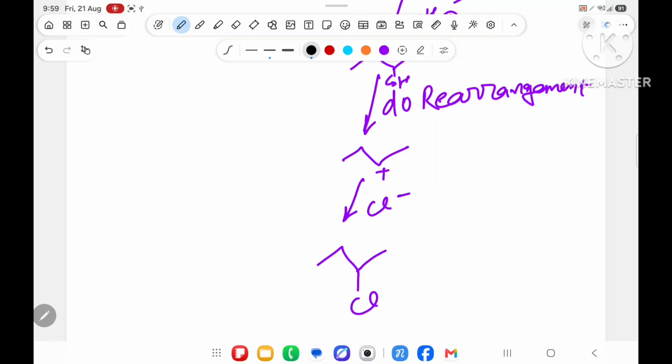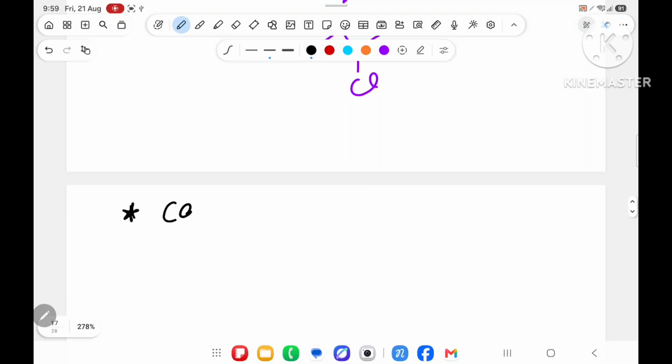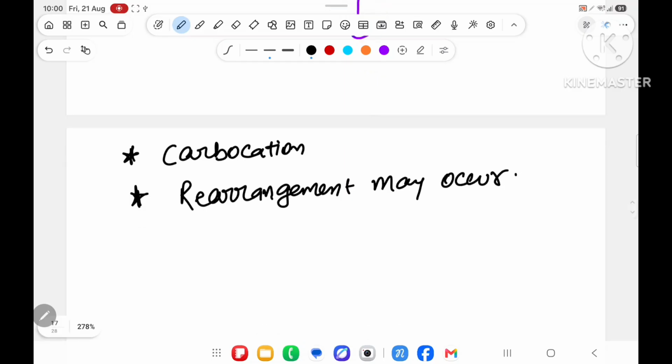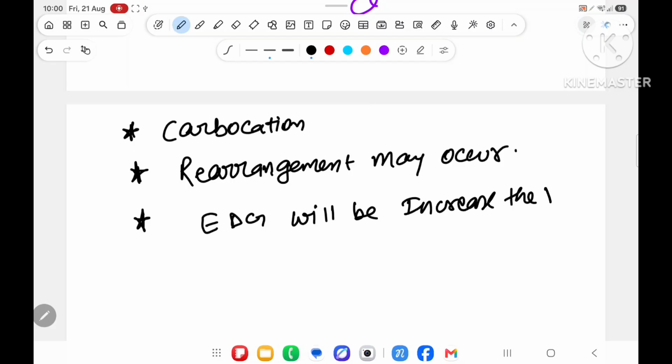From here, I will write some important points. In the whole reaction of alcohol, first of all there is a formation of carbocation. If carbocation is formed, then rearrangement may occur. If there is a possibility of rearrangement, you can do rearrangement also. After that, you will write the electron donating group, because carbocation is formed in SN1, and SN1 is very happy with electron donating groups. SN2 is very happy with electron withdrawing groups. So an electron donating group will increase the rate.